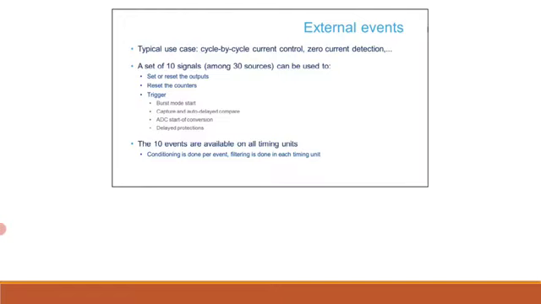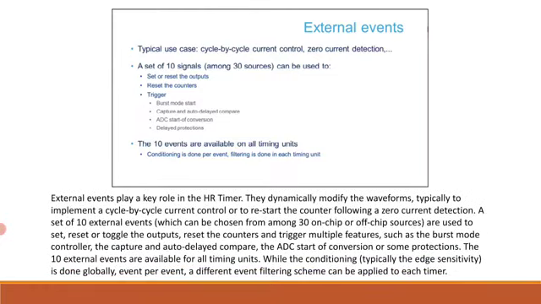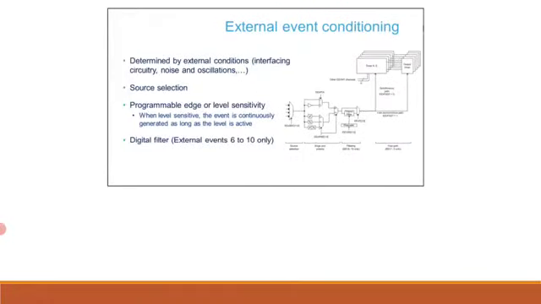The 10 external events are available for all timing units, while the conditioning, typically the edge sensitivity, is globally done event per event. A different event filtering scheme can be applied to each timer. This raises the external event conditioner circuitry, which is a preliminary signal detection stage, configured depending on the type of external interface or on the amount of noise and glitches present in the incoming signals.